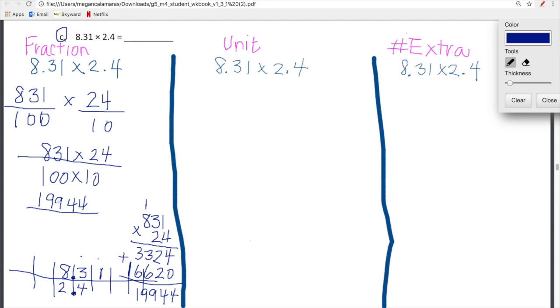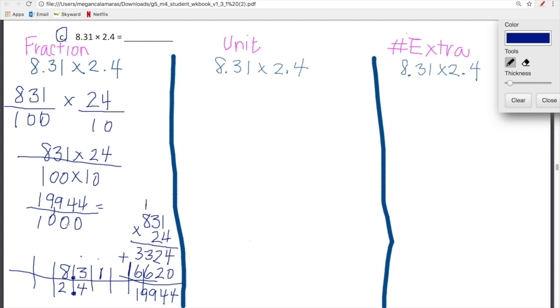And then, so 100 times 10. It's just going to be a 1, because we know 1 times 1 is 1. And then we just need 1, 2, 3 zeros because we have 1, 2, 3 zeros. So our answer is, holy moly, 19,944 thousandths. That's a lot.